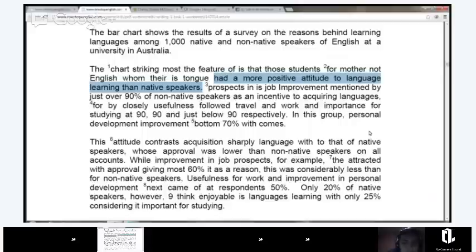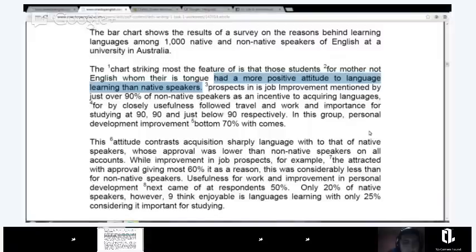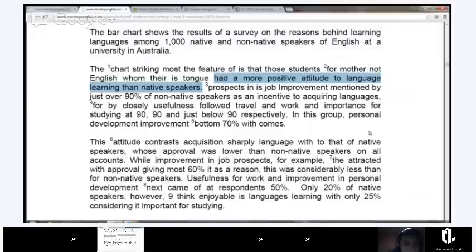Oh, I know, I got it. For whom their mother tongue is not English. Reverse that a little bit. For whom English is not their mother tongue. There you go. It's hard. So here, hold on one second, I'm putting it on the board.